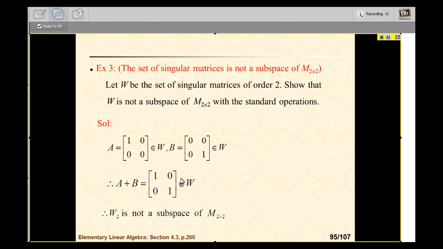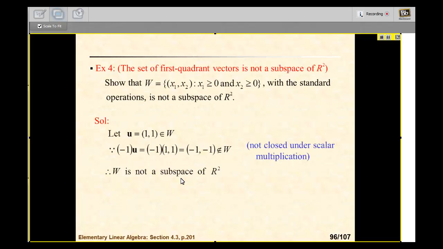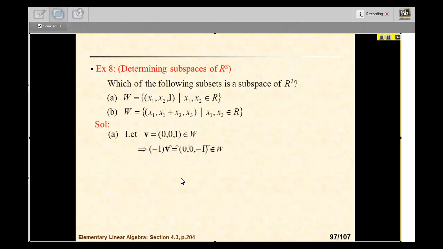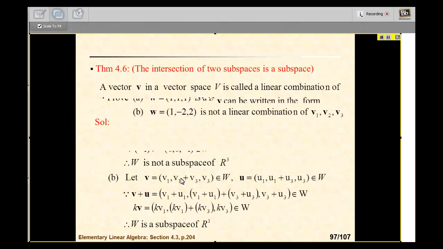Similarly, in some more examples, M2 W2 is not a subspace. There are some more examples you can see at home, because I discussed this in my face-to-face class. You can see there.